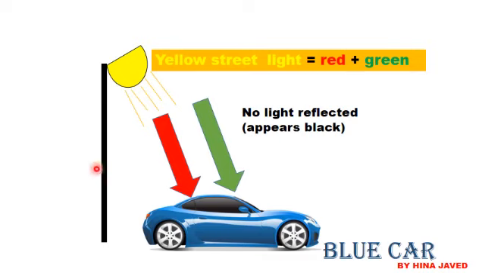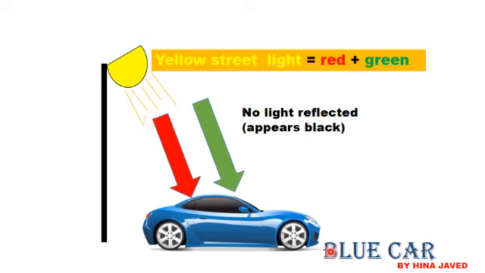Dear students, our chapter number 10 is continuing and this is our last video slide about this chapter. We have discussed different points from this chapter. Today we will discuss colored surfaces in colored light. Before this topic, we have discussed colored surfaces in white light.